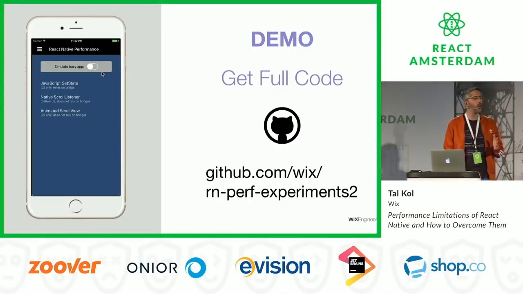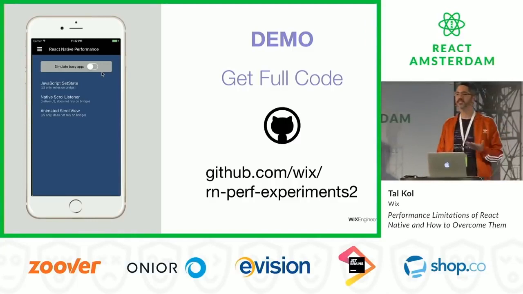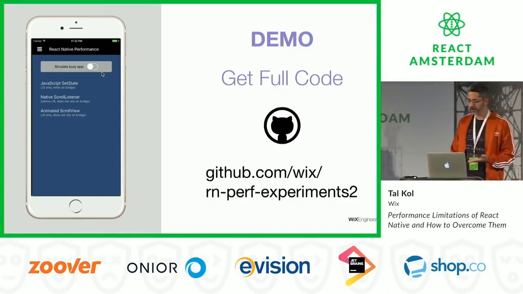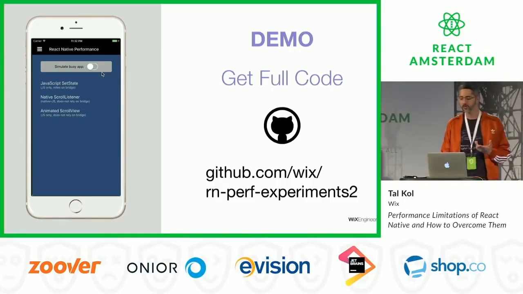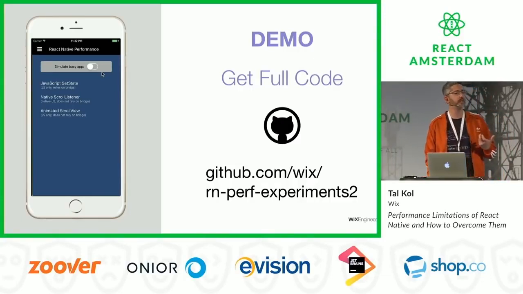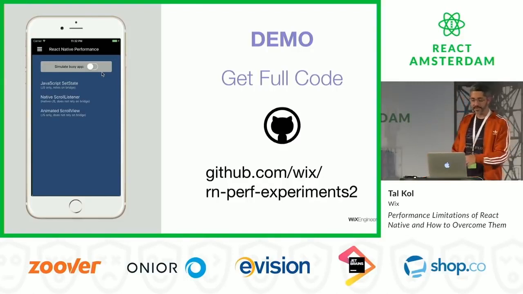Now, you have access to the full code of the 3 implementations just to see them side by side. The code is here on GitHub, rn-perf-experiments-2. One was the old example. I changed it up to show the new API, like animated scroll view. So you have that available on GitHub, and you have a small demo app. And the cool thing about this demo app is that it lets you run the 3 implementations side by side. And it has a little switch.